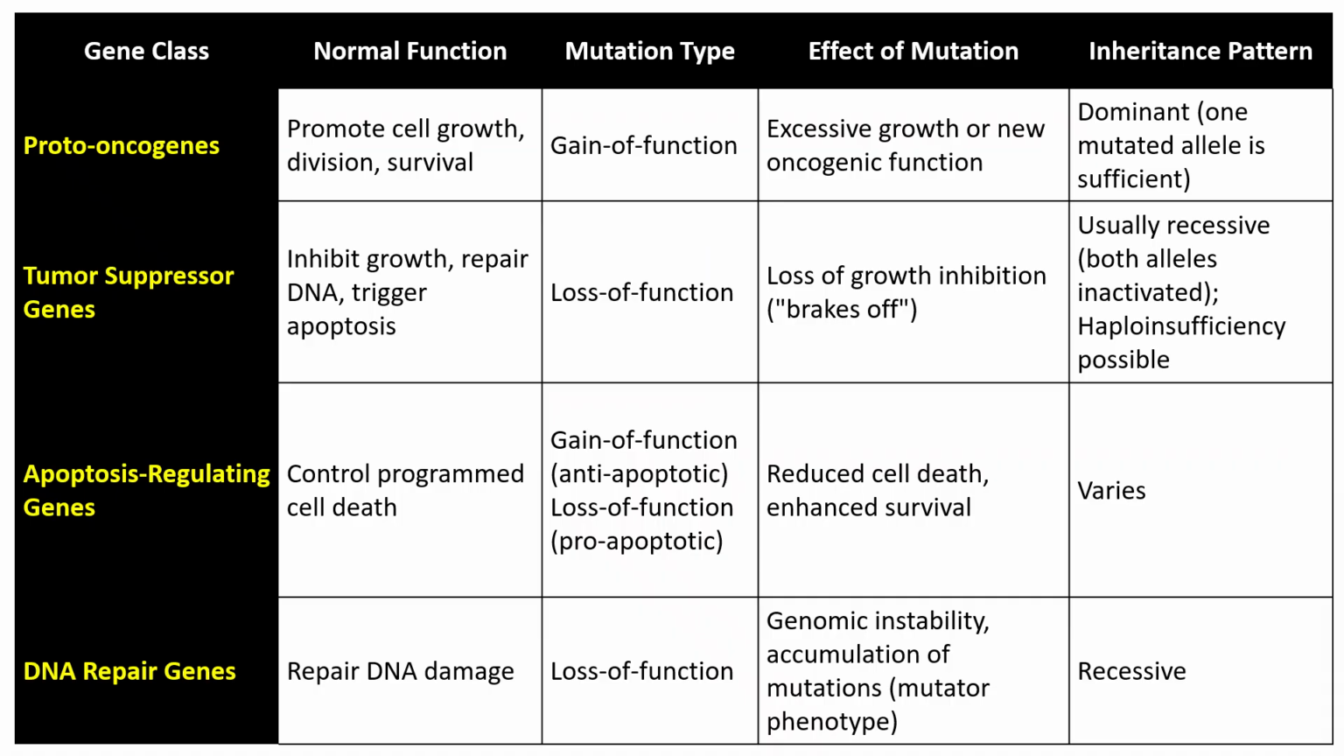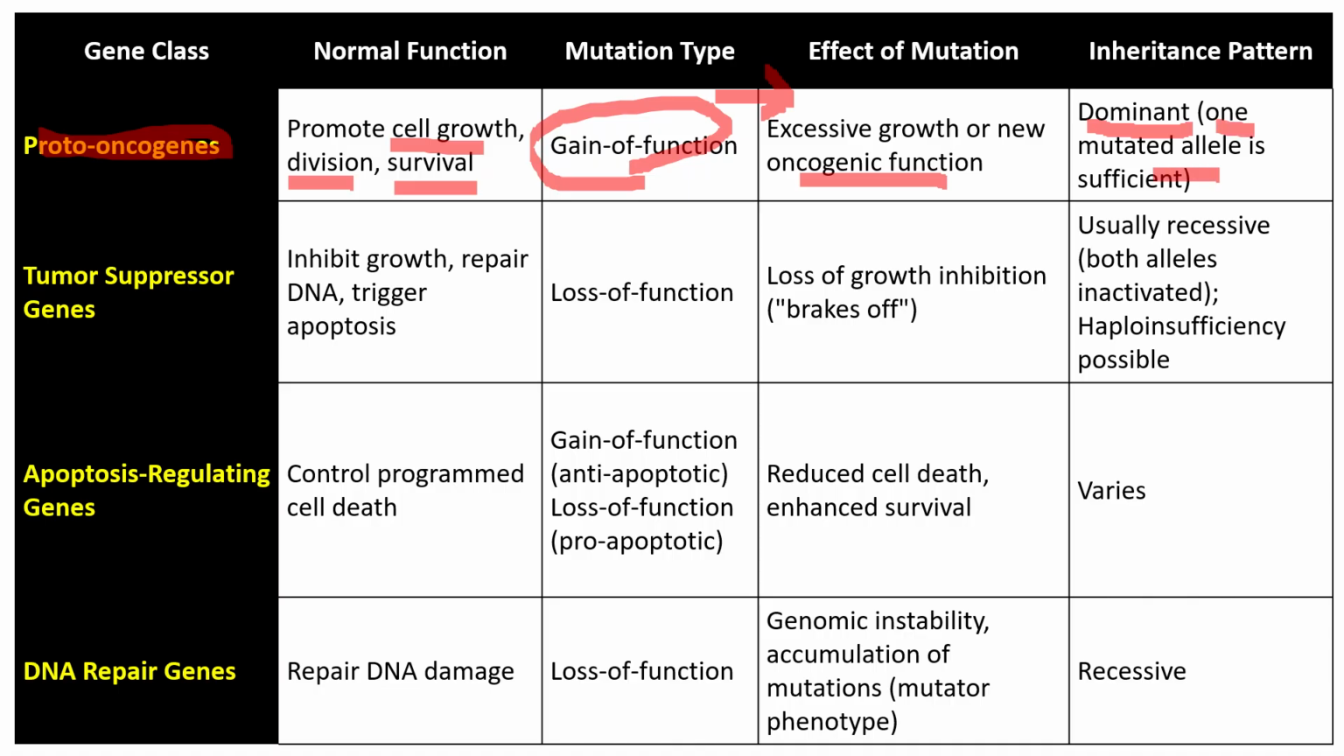This table is summarizing the four groups of genes that are mutated in cancers. One is the proto-oncogenes. The proto-oncogene's normal function is to promote the growth of the cells, division of the cell, and cell survival. The mutation type that is commonly encountered is gain of function mutation, and the effect of this mutation is excessive growth of cells or new oncogenic function. The inheritance pattern of this group is usually dominant, and it means that one mutated allele is sufficient to produce the effect.